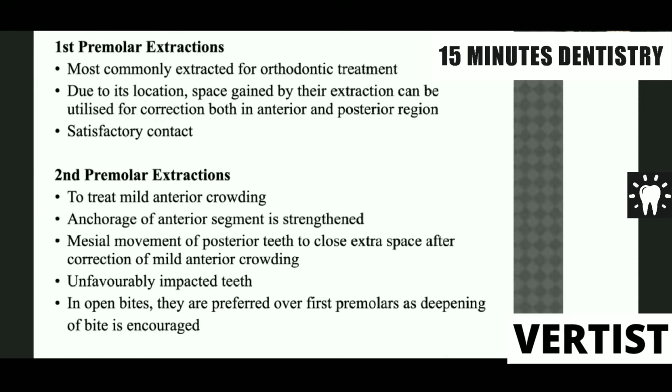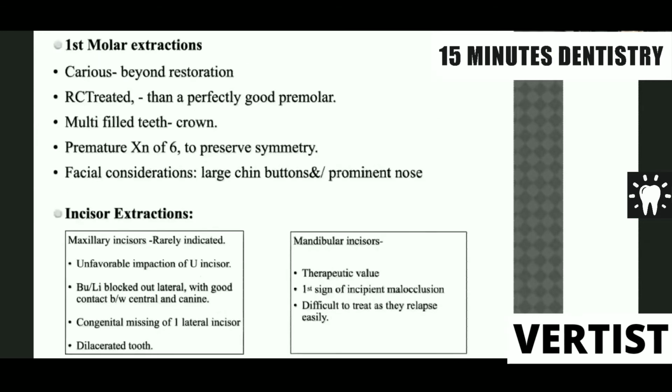Mesial movement of the posterior teeth to close extra space after correction of the mild anterior crowding. In case of unfavorably impacted second molar, we go in for extraction of that. In case of open bites, second premolar extractions are always preferred over the first premolars because we generally get some amount of deepening of the bite as we go distally in the arch, which will help in open bite cases.